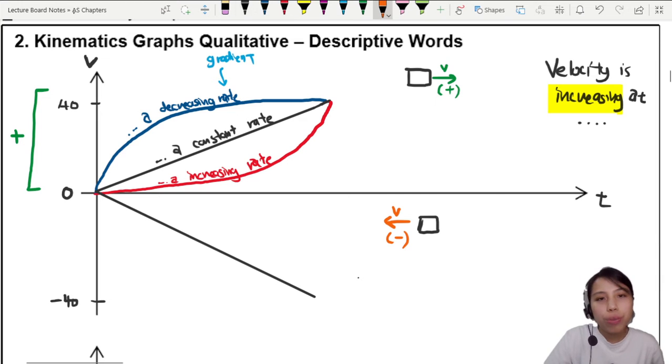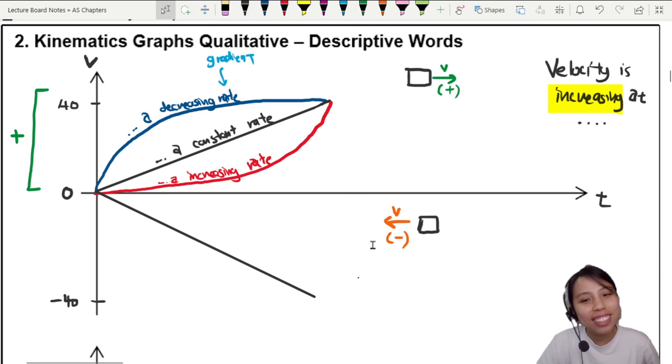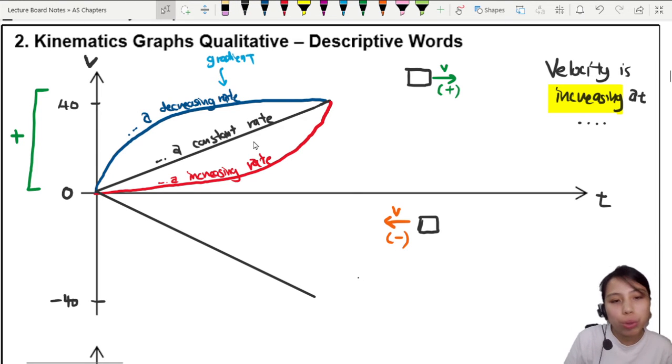So this one is going to be velocity is increasing at a constant rate also. So I'm going to write that there. I'm going to try my best to write in a nice manner. So increasing at a constant rate.